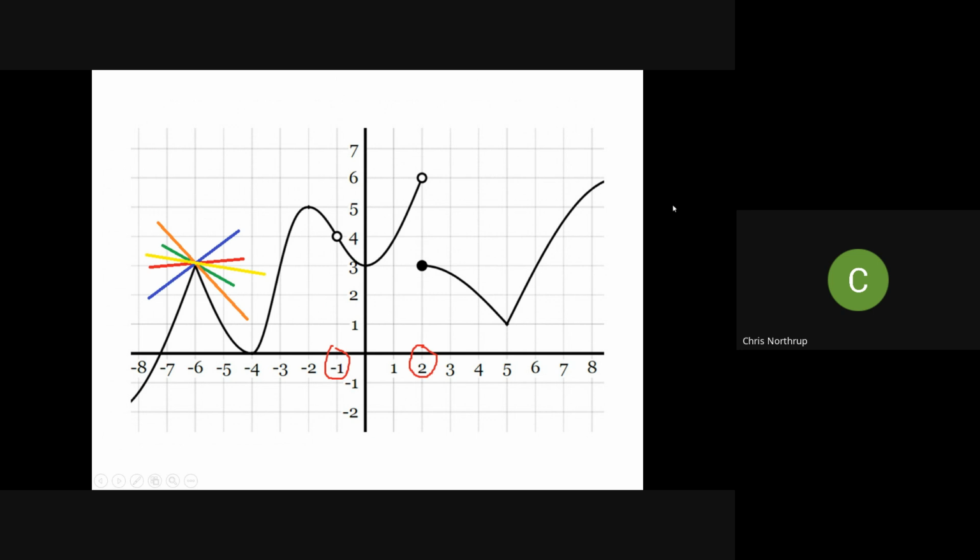Also, I should have highlighted x equals 5. We cannot find a derivative either because that's one of those sharp points. That'll do it and should give you more than enough information to answer those questions on Schoology.